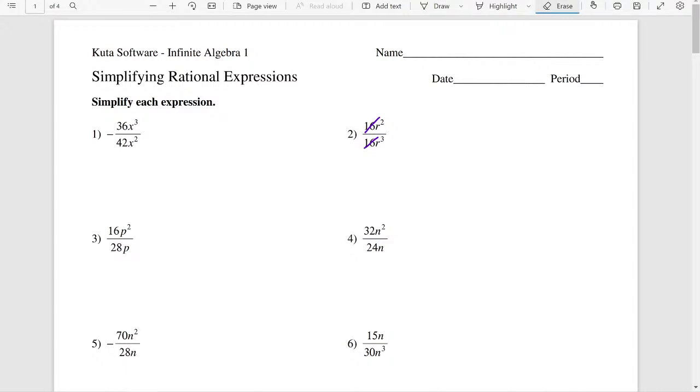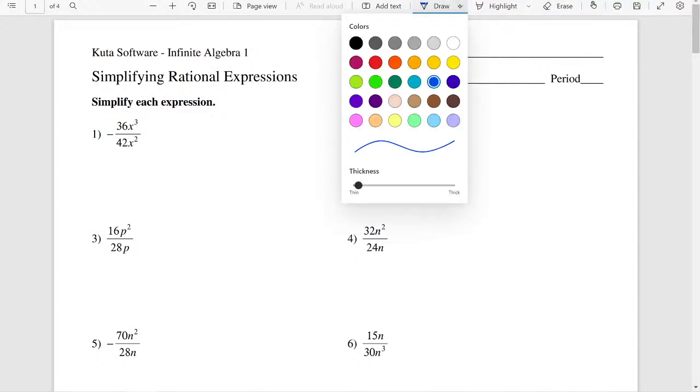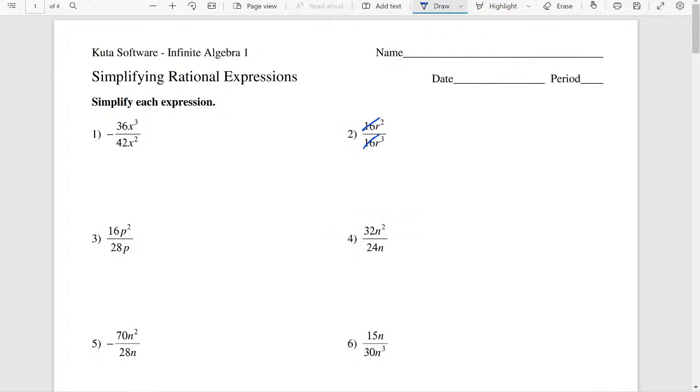And you know what? Let me start with some blue here. I like to start with blue. Let's do that. So we cancel these out. Okay, 16 divided by 16 is 1. R squared over R cubed. Okay, well, R squared is R times R, right? R cubed is R times R times R.